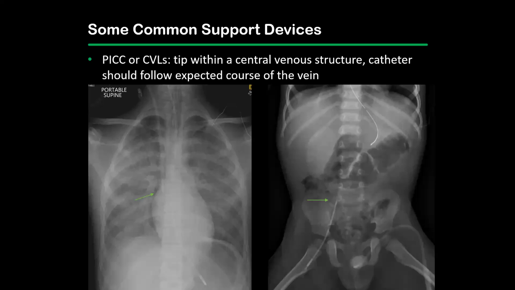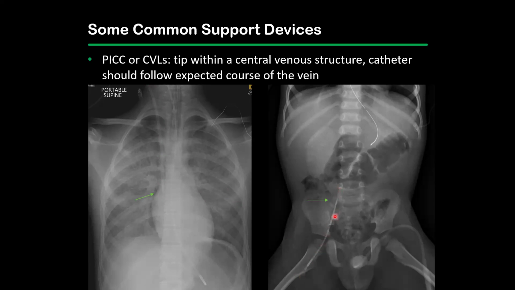Other vascular support devices include the PICC, which is a peripherally inserted central catheter, or CVL, a central venous line. They should follow the course of a venous structure, whether above or below the diaphragm, and the catheter should follow the expected course of the vein. So here's a right internal jugular approach CVL. It's following the right internal jugular vein, going through the brachiocephalic vein and SVC, and its tip is at the superior cavoatrial junction.